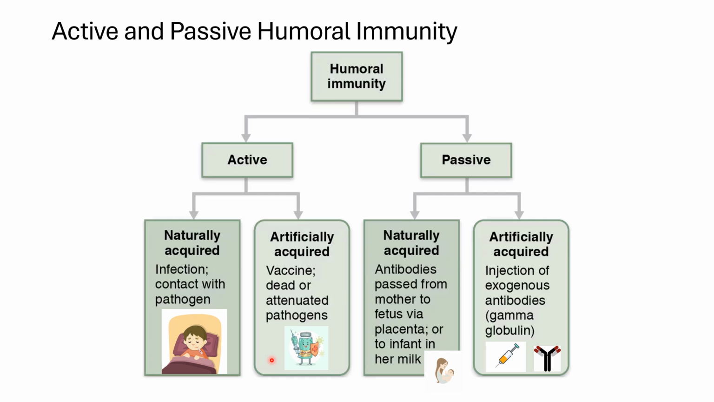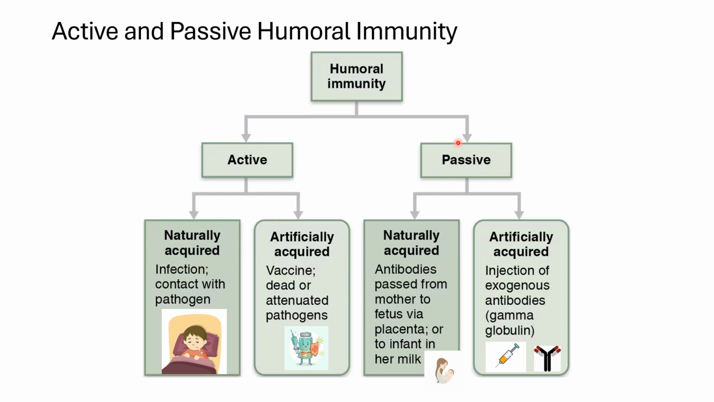But what happens when next time that pathogen from the environment attacks us, our memory cells will have a very big secondary immune response to it. So this is active immunity. It can be acquired naturally or artificially.